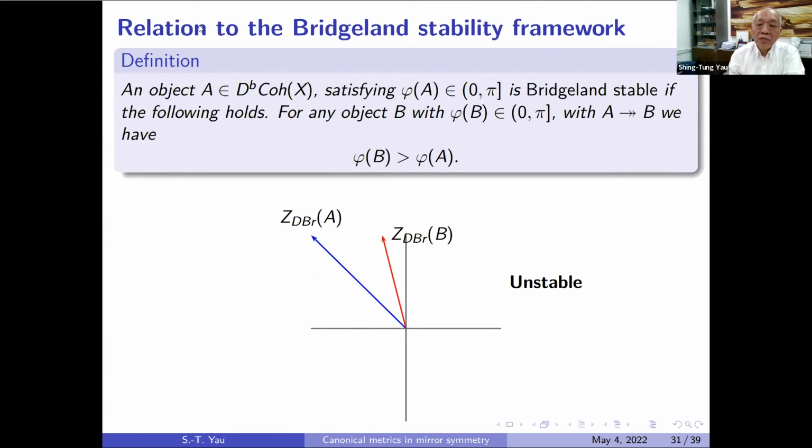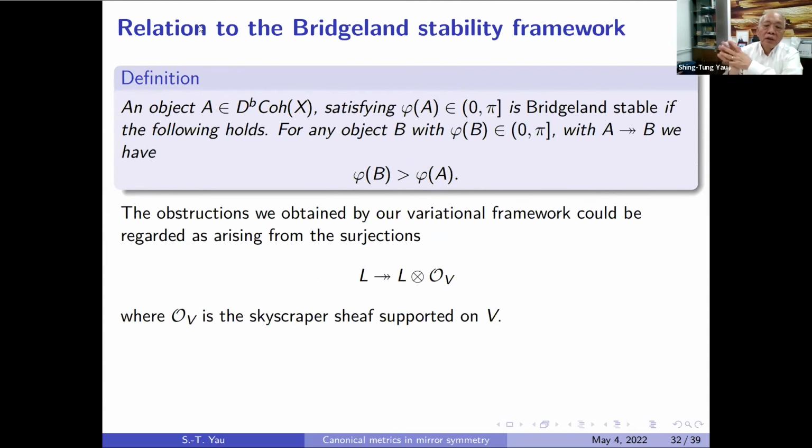So, when it's unstable, it will look like this picture. So flip around, and that's the opposite picture. The obstruction we obtained by our variational framework could be regarded as arising from the surjections from a line bundle L to L tensor O_V, where V is a subvariety and O_V is a skyscraper sheaf supported on V. So this is the picture analogous to what Bridgeland stability says.